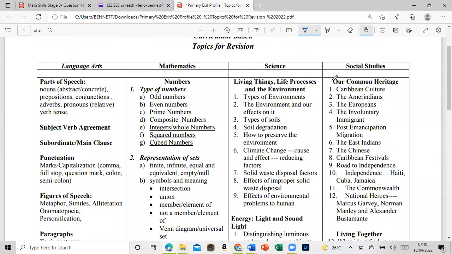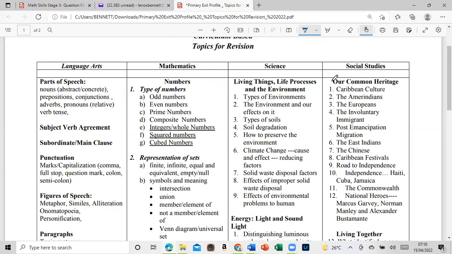All right, so the social studies. Our common heritage, so we must know about our Caribbean culture, Amerindians, the Europeans, the involuntary immigration, the post-emancipation migration. We must know about the East Indians, the Chinese, and this is relevant because our society is made up of these people, out of many one.